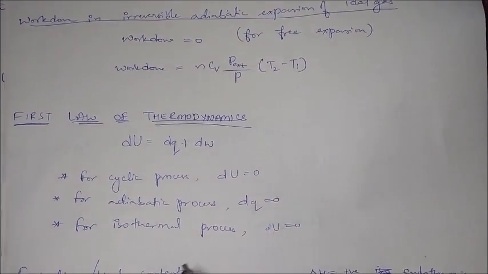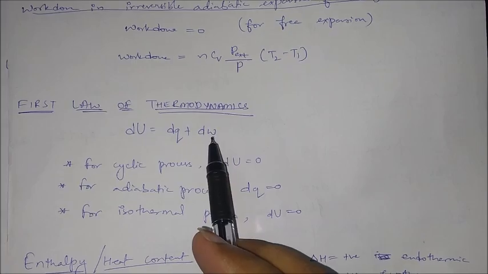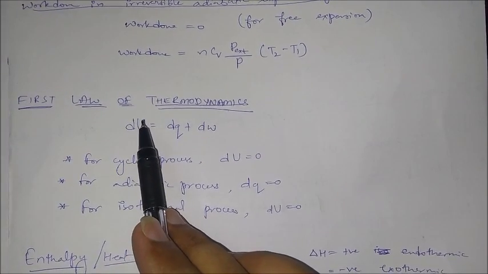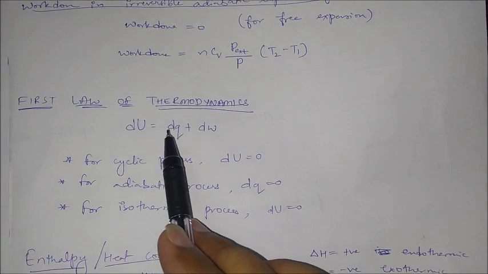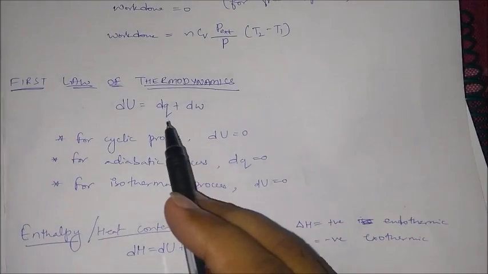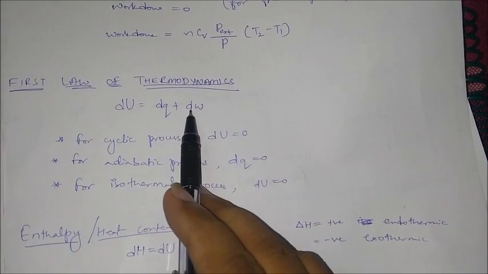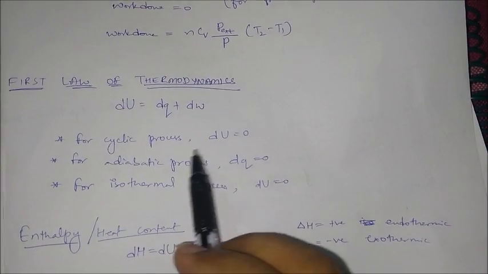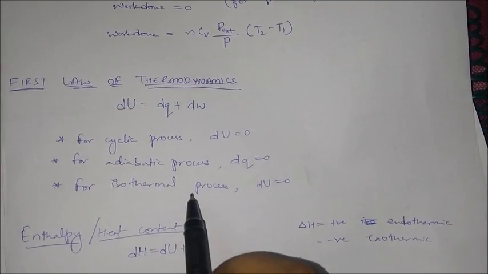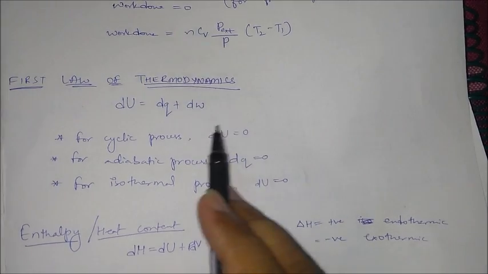Now let's come to the first law of thermodynamics. The first law of thermodynamics is dU is equal to dq plus dw, where dU is the change in internal energy, dq is the heat absorbed, and w is the work done. Now for a cyclic process, dU is equal to 0, for an adiabatic process dq is equal to 0, and for an isothermal process also dU is equal to 0. So you should know all these conditions.